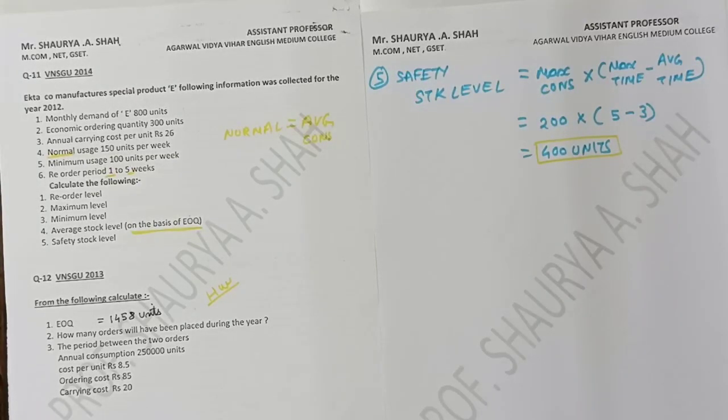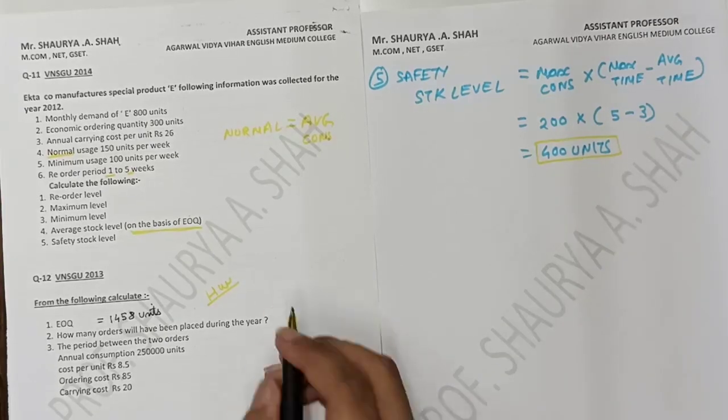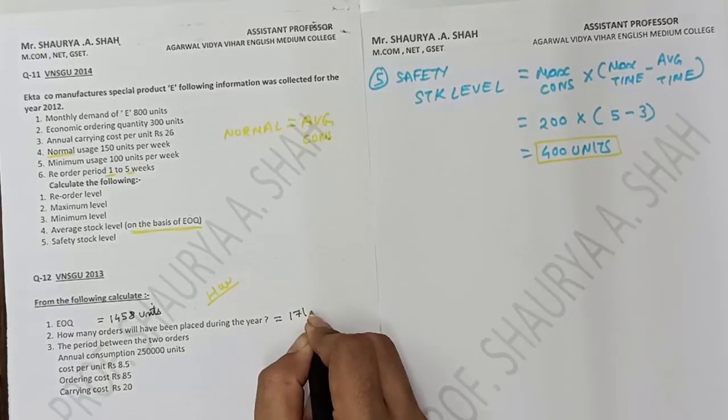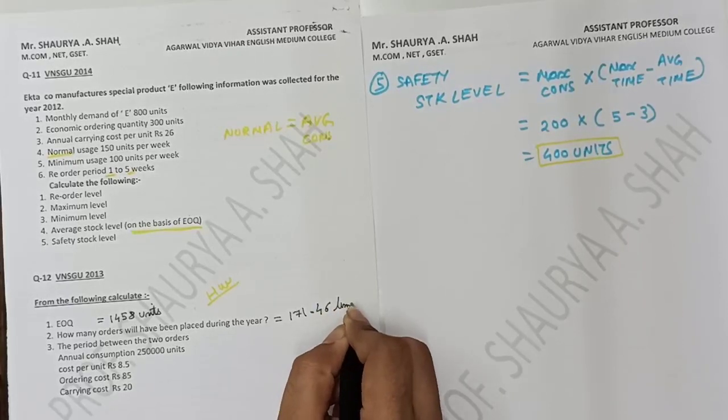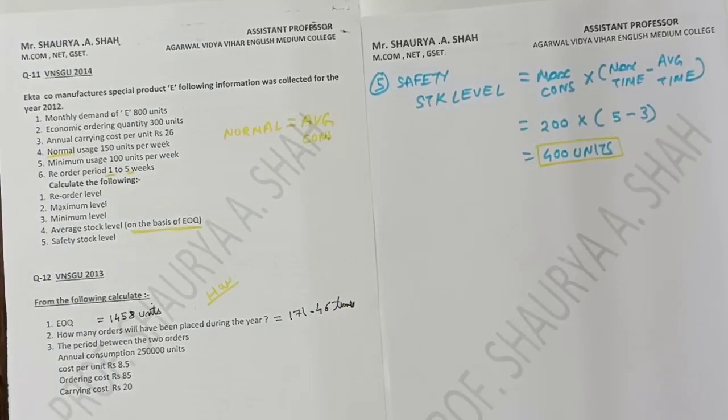Then number of orders to be placed, the answer will come to 171.46 times, or we can say 171.5 times, right? I hope it is clear to each and every student. Any doubts, any queries, you can tell me in the Google Classroom. And the third thing, the time period between the two orders, you will find on your own. I suppose it is clear for today's lecture.